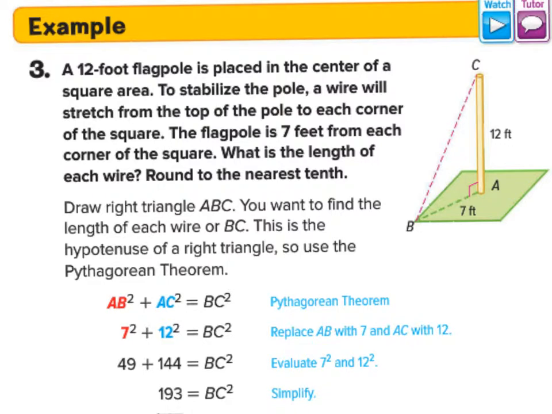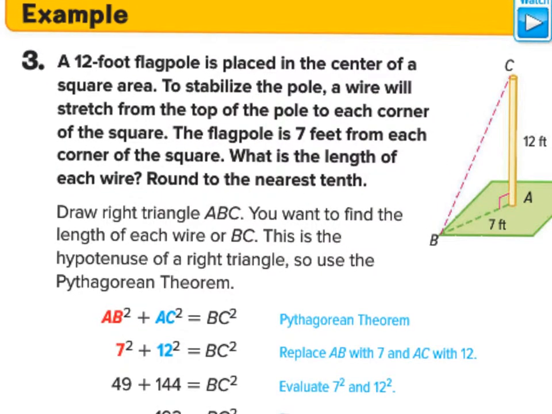Okay, so here we go. A 12-foot flagpole is placed in the center of a square area. To stabilize the pole, a wire will stretch from the top of the pole to each corner of the square. The flagpole is 7 feet from each corner of the square. So it's right in the middle, 7 feet, 7 feet, 7 feet, and so on, okay? What is the length of each wire? Round to the nearest 10.